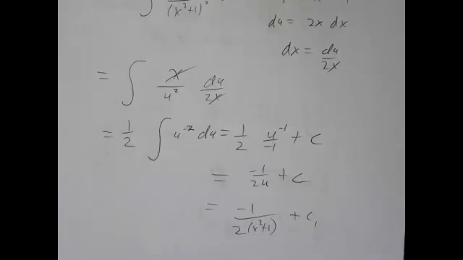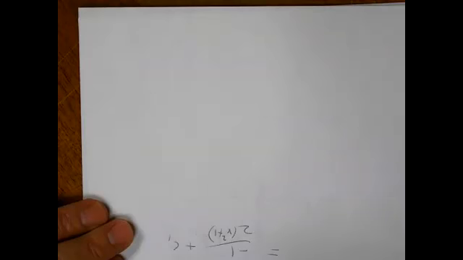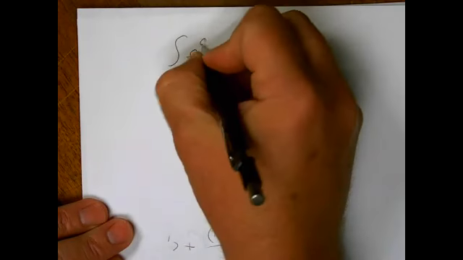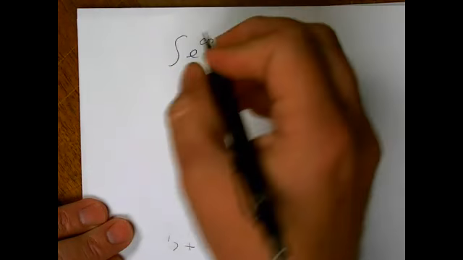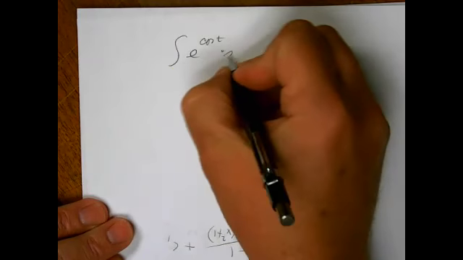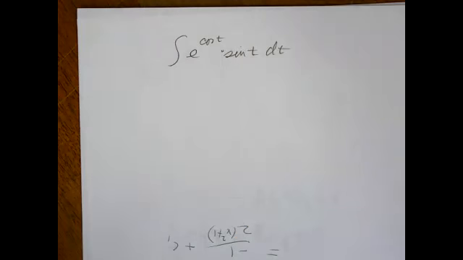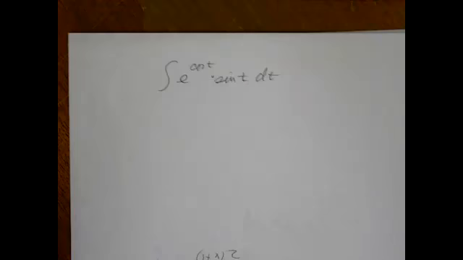Let's look at some more of these. Turn this over, try and conserve a little bit of paper. What if I had the integral of e to the power cosine of t times the sine of t dt? All right. U substitution doesn't work, of course, with just an x variable.